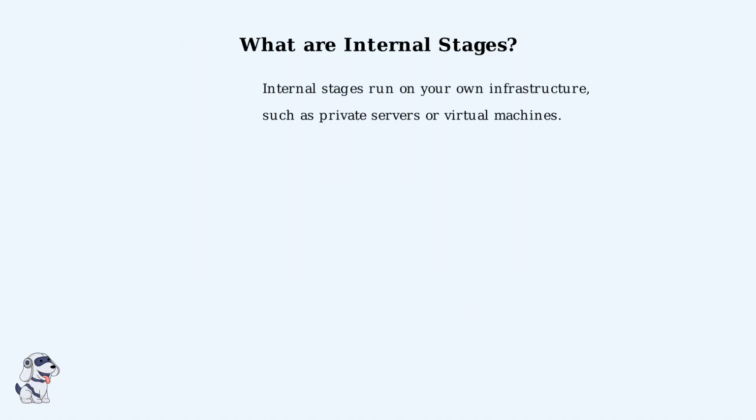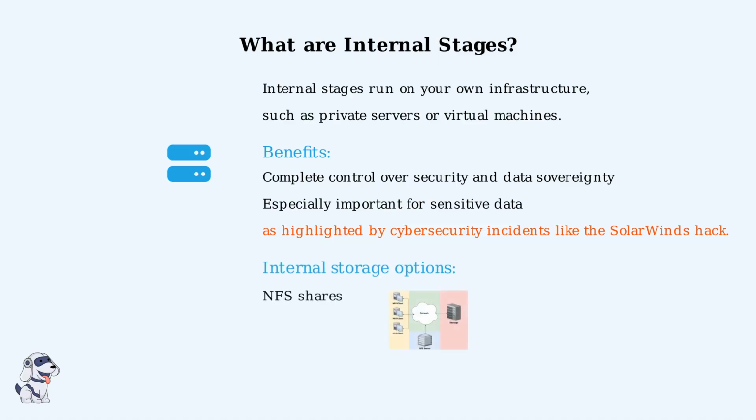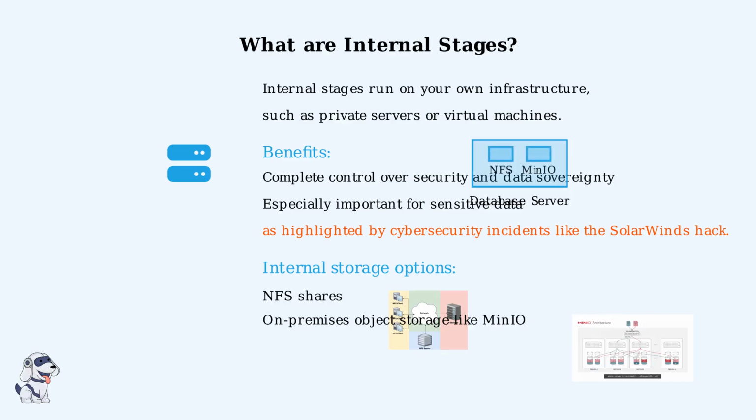Internal stages run on your own infrastructure, such as private servers or virtual machines. This gives you complete control over security and data sovereignty, which is especially important for sensitive data, as highlighted by cybersecurity incidents like the SolarWinds hack. Internal storage options include NFS shares and on-premises object storage like MinIO. Use secure protocols such as SFTP or VPN. Benefits include full control and compliance, but scalability can be a limitation.